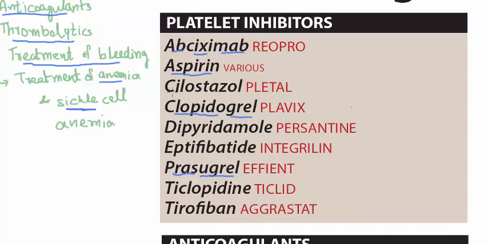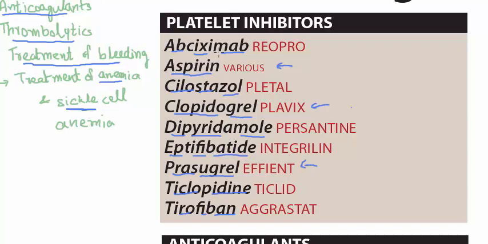Then we have abciximab, cilostazol, dipyridamole, and then eptifibatide, ticlopidine, and tirofiban. So important to understand is that first of all these are the important drugs: aspirin, clopidogrel, and prasugrel.